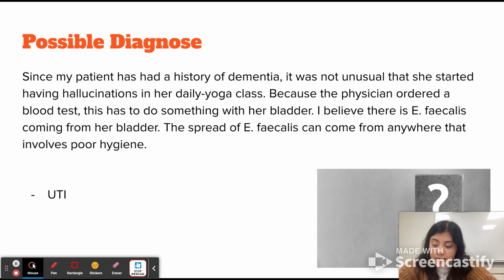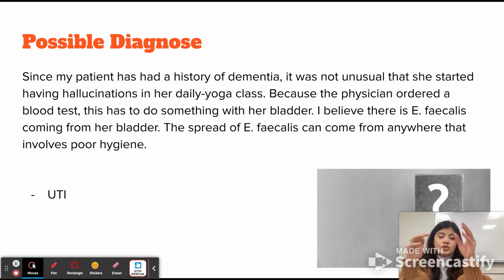So, possible diagnosis. Because my patient was experiencing hallucinations, this wasn't uncommon. Because she had a history of dementia, this was not out of the blue. Now, from research and from the physician who ordered the blood test, I believe this has something to do with her bladder. I believe there's E. faecalis coming from her bladder, and this bacteria can come from anywhere that involves poor hygiene.